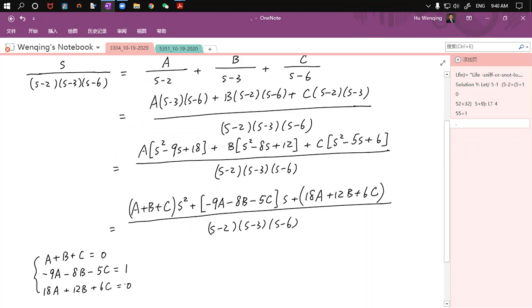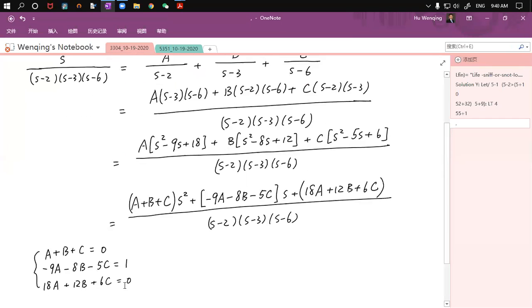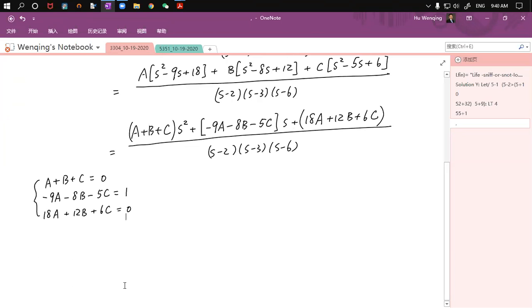Now, how do you calculate this a, b, c? Well, in order to calculate them, you have to solve a 3 by 3 linear system of equations. And indeed, you can do so if you're patient enough. Let me show how to do it. Let's multiply this equation by 2. That's minus 18 times A, minus 16 times B, minus 10 times C is equal to 2.